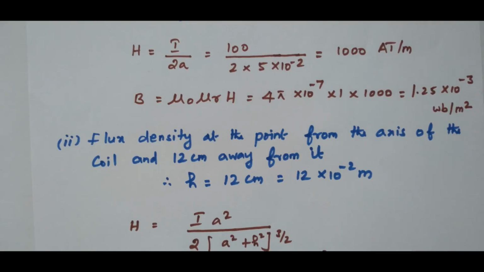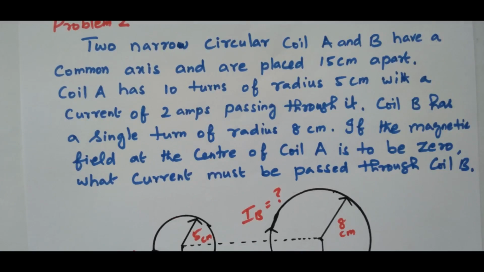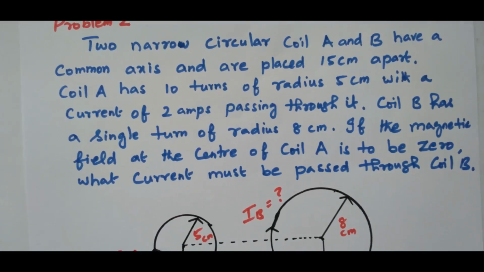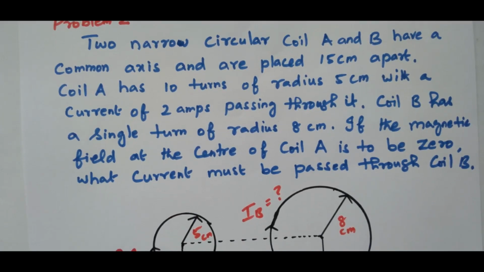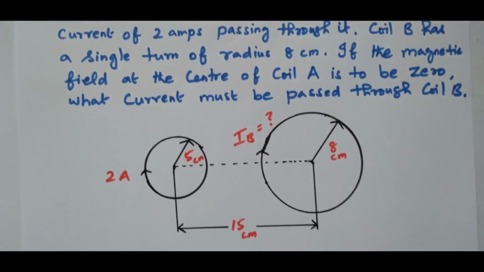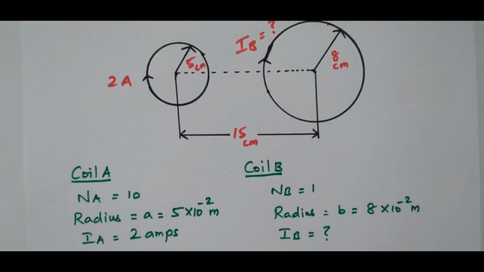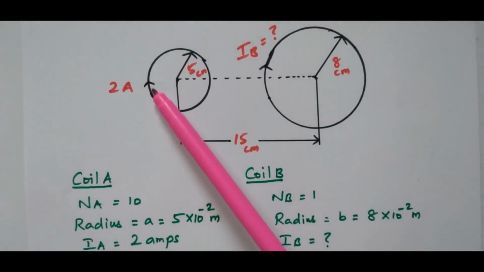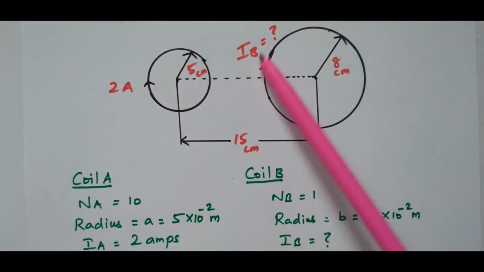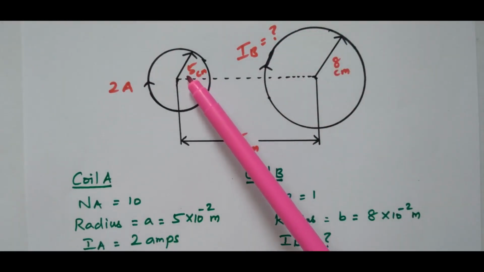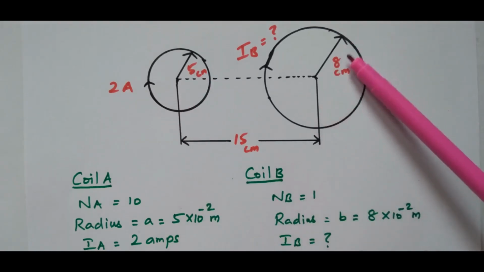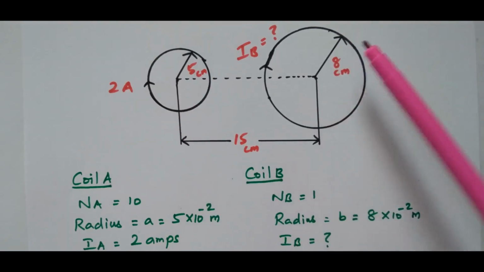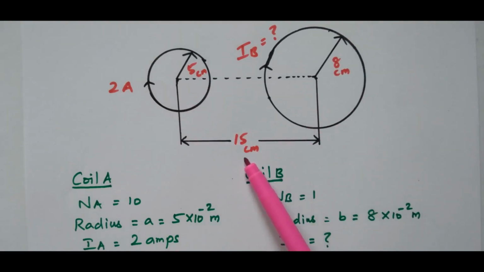Now we'll see the next problem. So in the second problem, there are two narrow circular coils available, A and B, right? We'll see the diagram so that it is easier for you. So there are two circular current loops. The radius of the first circular current loop is 5 centimeter. The second current loop is 8 centimeter. The center to center distance is 15 centimeter.